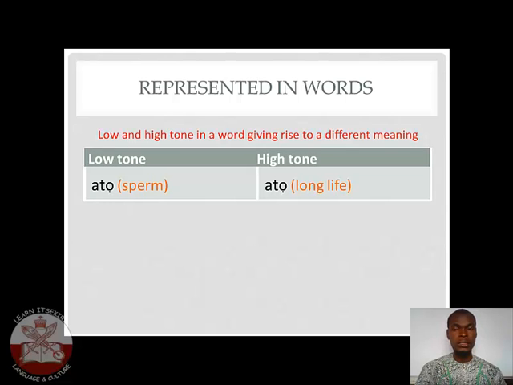Now you can see that the words we have, they are the same, but the tone will be what signifies the difference. As you can see, the first one has low tone, which is pronounced ato. Now, the second word, which is the same actually, the difference is on the last syllable, which is the high tone, makes it ato. That is the difference between the two, tonal difference. Okay?